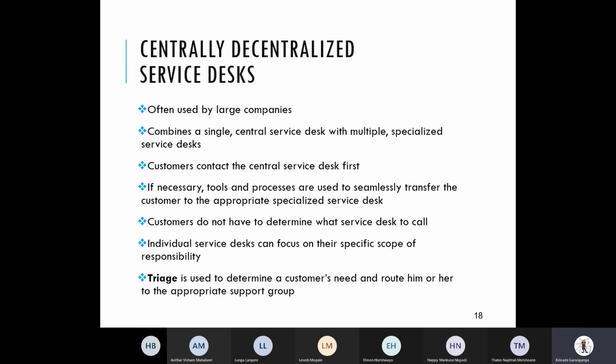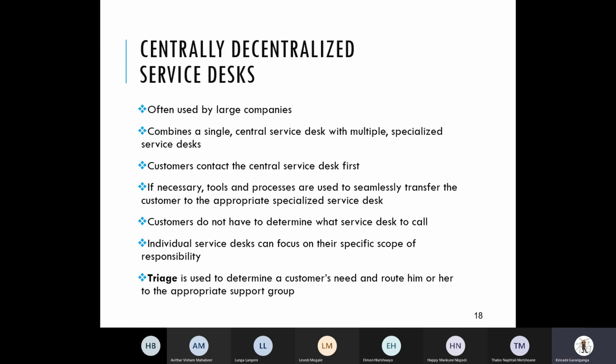And then naturally, when you're looking at centrally decentralized service desks, you'll find that they are associated with much larger companies, with customers contacting that central desk first, and not having to determine what particular service desk to call. So naturally, the basic process of determining a customer's need and routing that customer to the appropriate support desk is known as a triage.